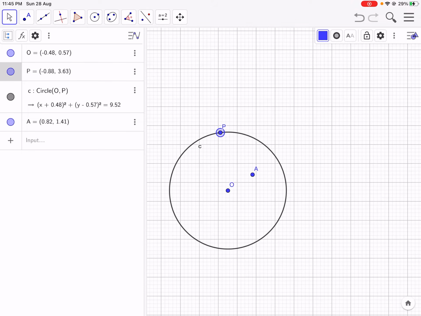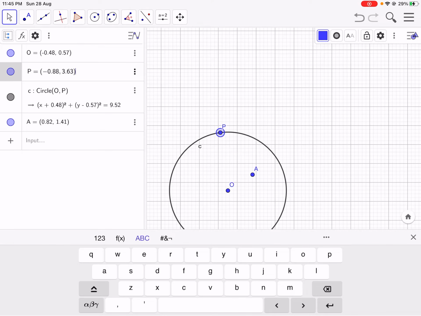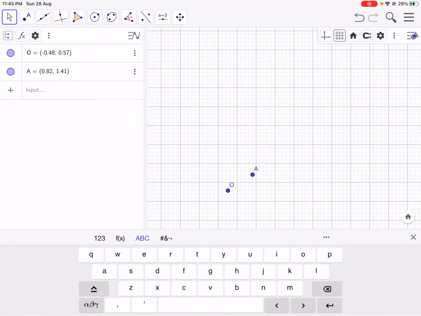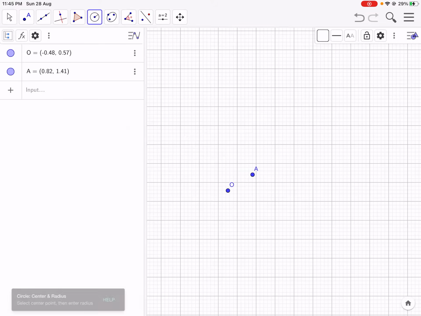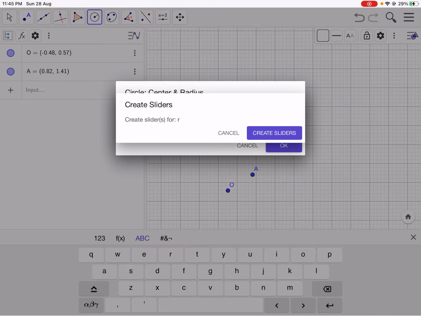Okay, sorry team, I'm just going to delete this point. Get rid of my circle. I'm going to make my circle have a fixed radius, so I don't want it moving around.